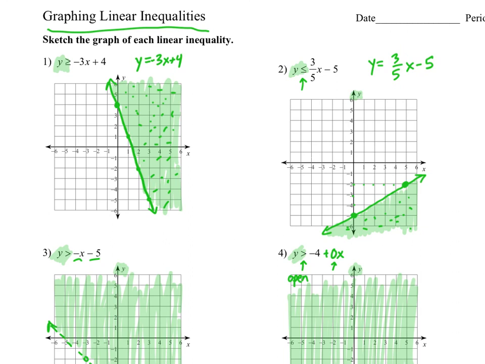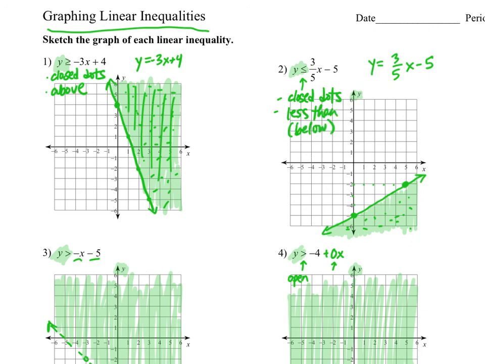Again, if I wanted to go back and make a couple quick notes, I could do some things like closed dots and above, and I can double check. Yep, we had closed dots and we shaded above that graph. On this one, we had closed dots because it's equal to, and this one was less than or below. So you can make whatever kind of notes you need. We do have closed dots, and then we have shaded less than.